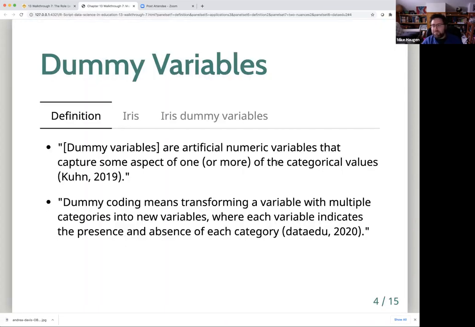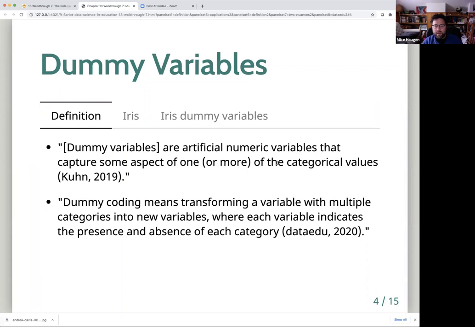So dummy variables. I've got two definitions here. The first one: dummy variables are artificial numerical variables that capture some aspect of one or more of the category variables. That's from the book Feature Engineering, which has a section on dummy variables, and that's available online for free. I thought the artificial numerical variables kind of resonated with me. And the second one's from the book, and it says dummy coding means transforming a variable with multiple categories into new variables where each variable indicates the presence and absence of each category.